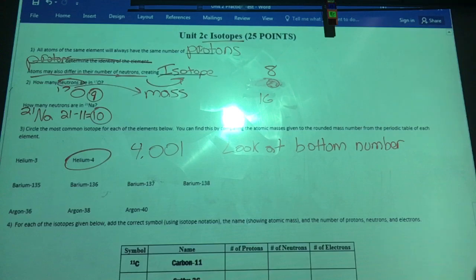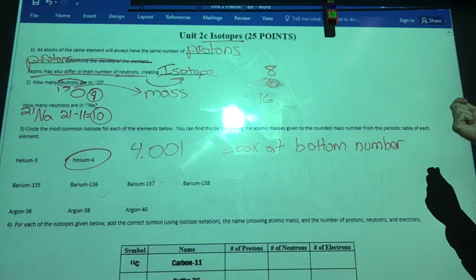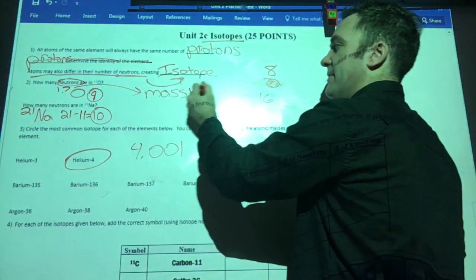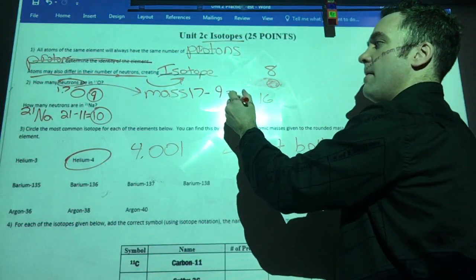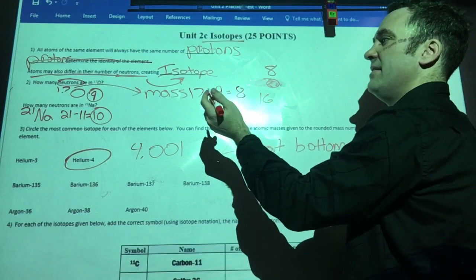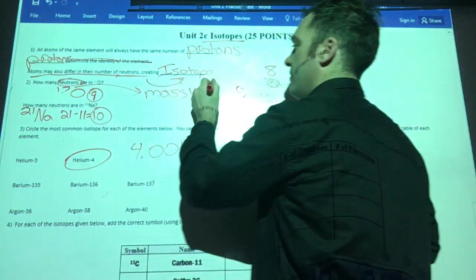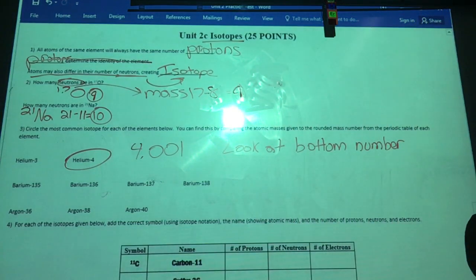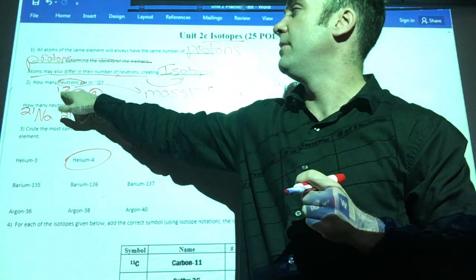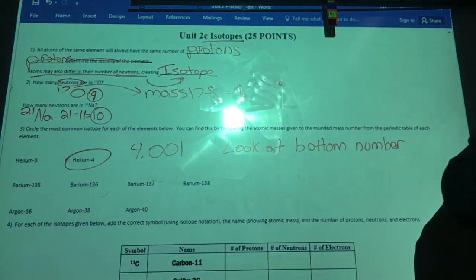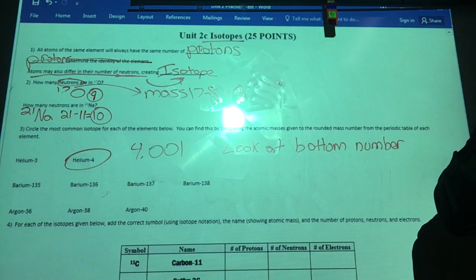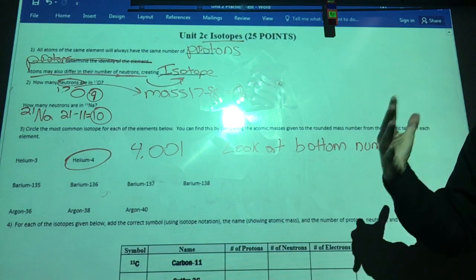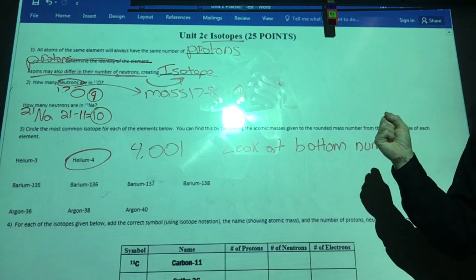The bottom number is actually an average mass of billions of atoms. So that is the mass. So you've got to subtract 17 minus 9, and so it's 8. Wait, minus what? Sorry, minus 9. So for this part, use this number instead of the bottom number, because neutrons can change, and it changes the mass of the atom, and everything else changes from there.